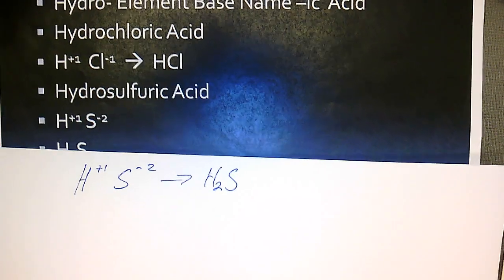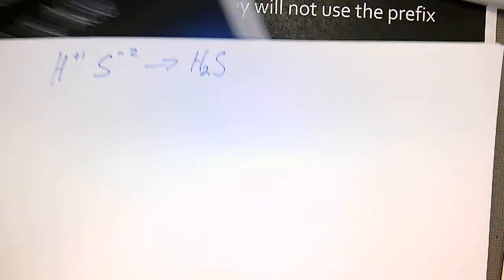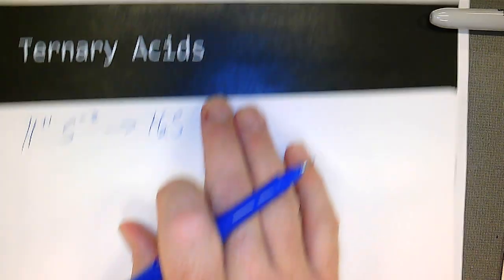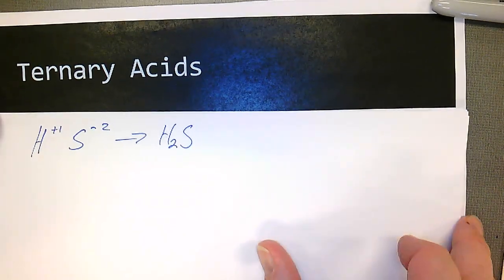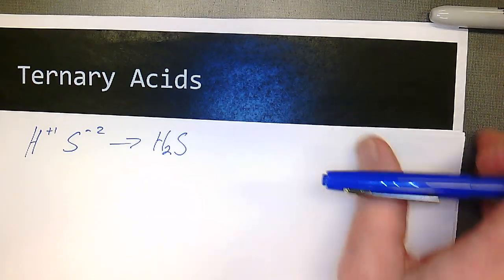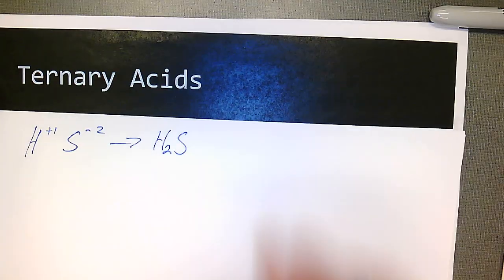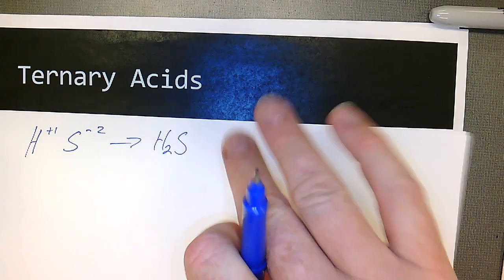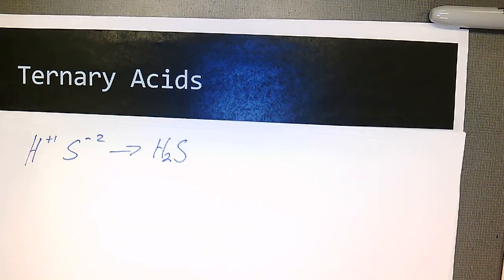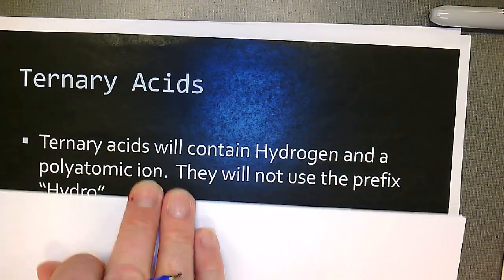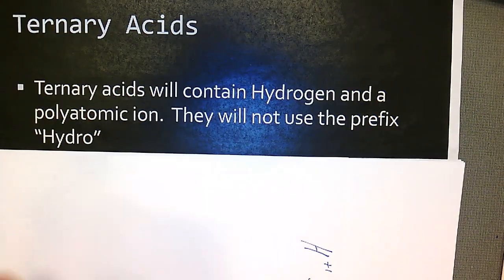Okay, so after we did binary in our other stuff, we went to ternary, right? Well, ternary acids, if you remember, ternary ionic compounds contained what? What's on those pink sheets? Do you remember? Polyatomic ions. So guess what ternary acids are going to contain? A polyatomic ion. All right?